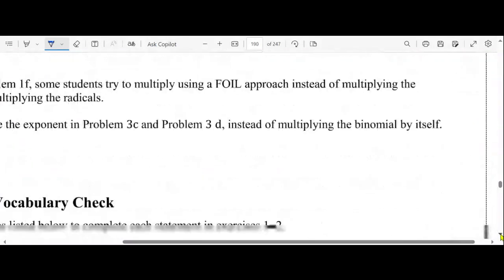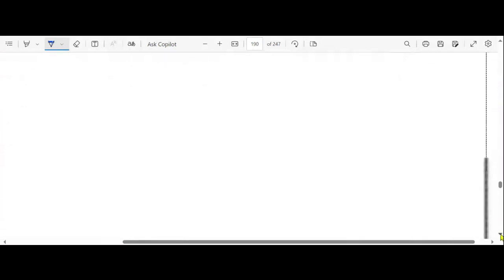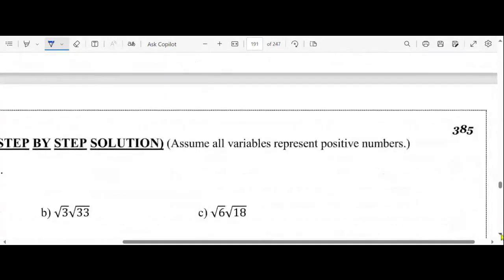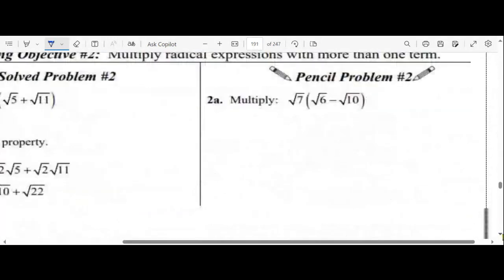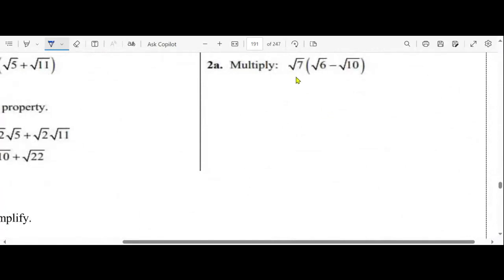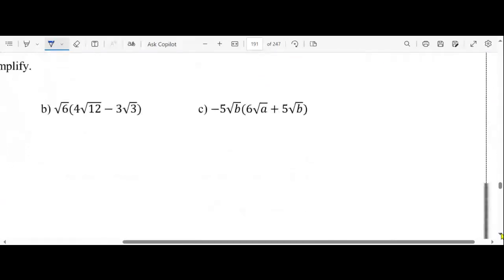Now let's go step by step, if we can find a step-by-step solution here, okay? Here, this is just normal multiplication. Can you multiply? What do you get? 42 minus 0.7. Can I factor any further? No? So this is your final answer, okay? Just normal multiplication.